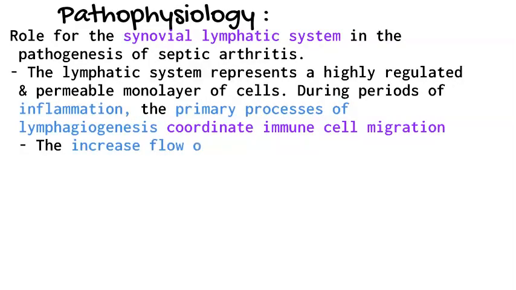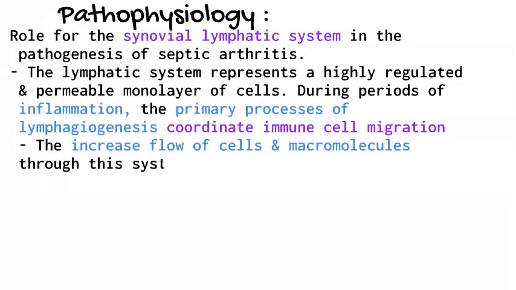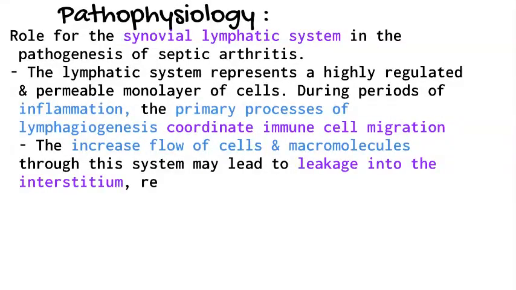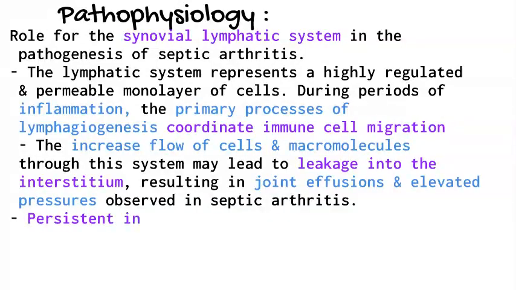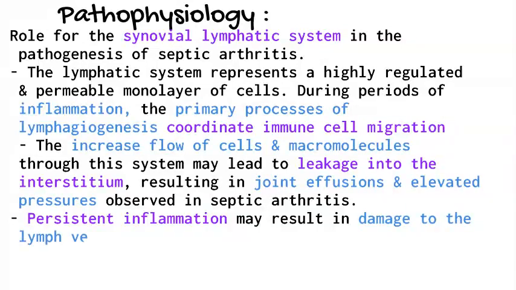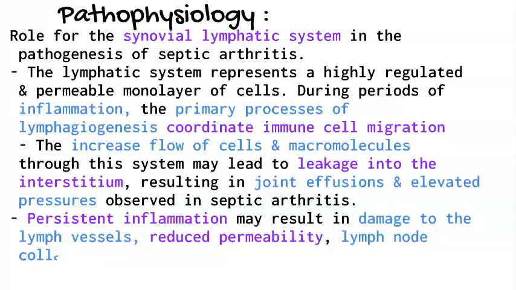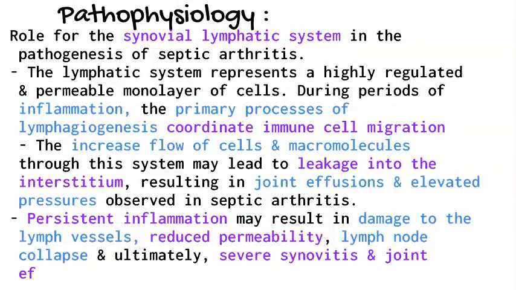The increased flow of cells and macromolecules through this system may lead to leakage into the interstitium, resulting in the joint effusion and elevated pressures observed in septic arthritis. Persistent inflammation may result in damage to the lymph vessels, reduced permeability, lymph node collapse, and ultimately severe synovitis and joint effusion.